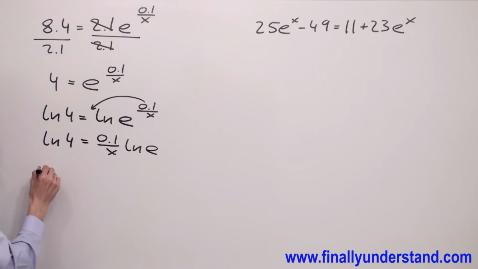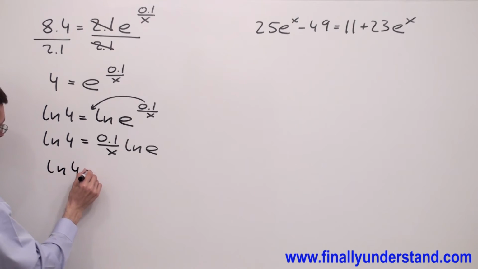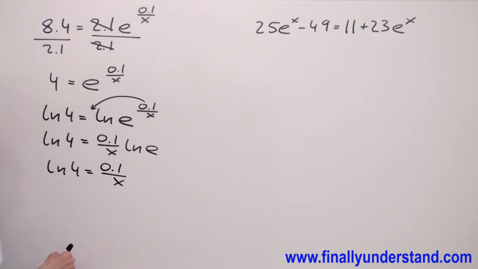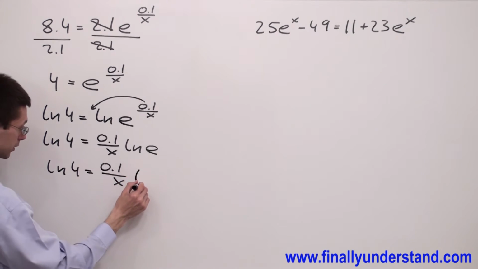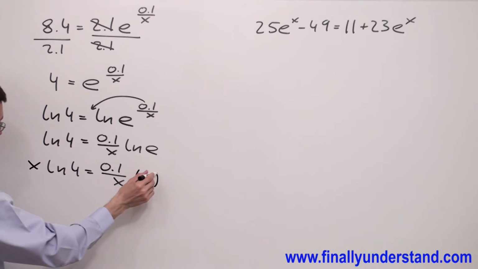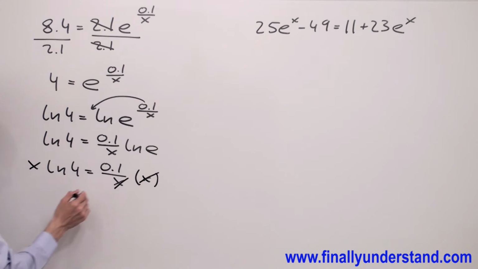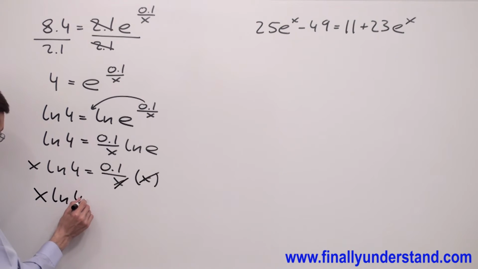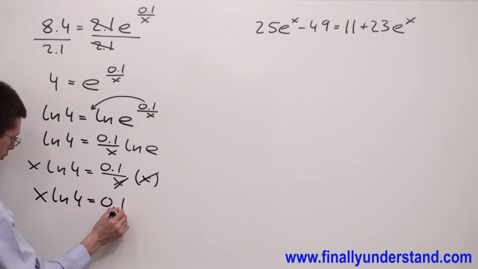That's why my equation is going to look like this right now. ln 4 is equal 0.1 over x. In order to find value of x, I have to multiply both sides of my equation by x, by the denominator of my fraction. X and x will cancel out. And I have x ln 4 is equal 0.1.